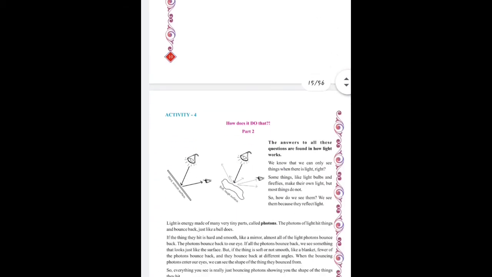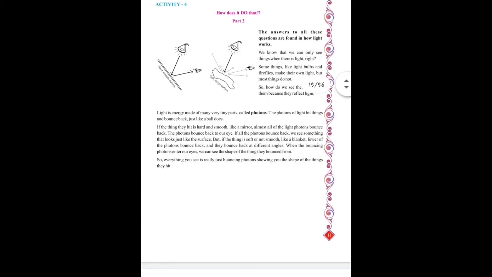Let us go for activity number 4. Again it has how does it do that, that is part number 2. The answers to all these questions are found in how light works. We know that we can only see when there is light. Something like light bulbs and fireflies make their own light, but most things do not. We know that many of the objects in this world have their own light, like stars, the sun, fireflies, and bulbs and CFLs produce light with the help of electricity.